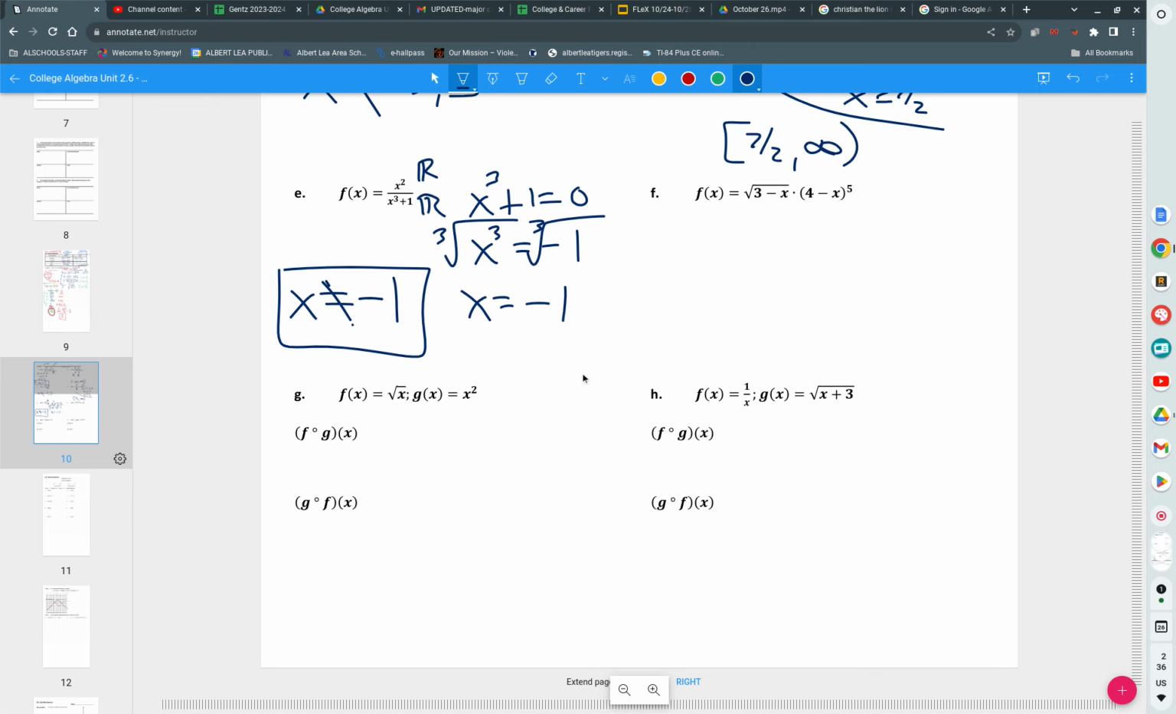And for our last one, you have a polynomial, which is all real numbers. And then you have this one right here. So we look at that domain. We're going to say 3 minus x must be greater than or equal to 0. Negative x is greater than or equal to negative 3. X is less than or equal to positive 3. So our domain is from negative infinity to 3.